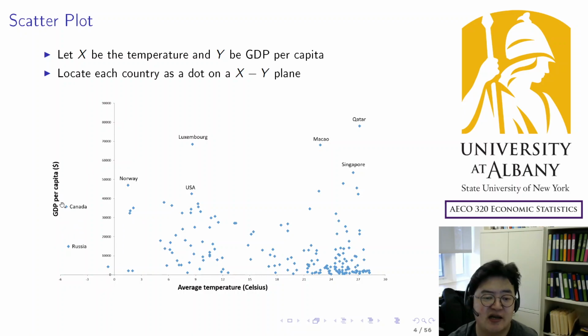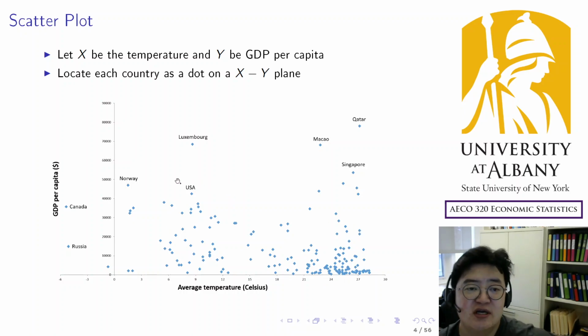And on the vertical axis, I put GDP per capita. So the higher, the richer. Okay. And then, as you know, one point is one country. I have 183 countries, so there are a total of 183 points on this XY plane. For example, Qatar is the wealthiest country in our data, so Qatar is at the highest point. Luxembourg, Macau, Singapore, and maybe this must be Kuwait and Norway. USA is here. Canada, Russia, you know. So there must be a lot of hot and poor countries here. This is called the scatter plot.